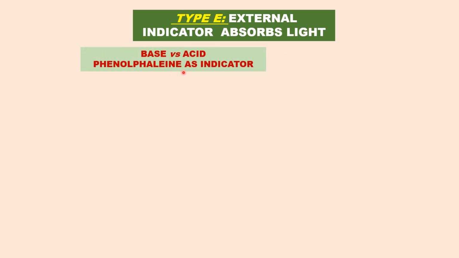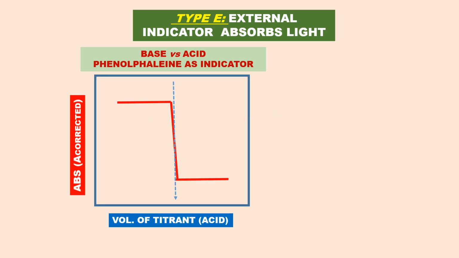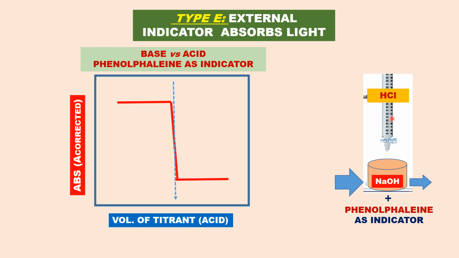The final type, E, external indicator. In this case, the external indicator absorbs light. For example, let us consider an acid-base titration. It can be carried out by spectrophotometric titration, using phenolphthalein or methyl orange as indicator. Let us take the acid as titrant and sodium hydroxide in the titration cell.